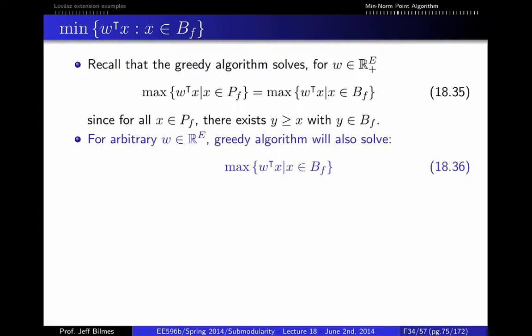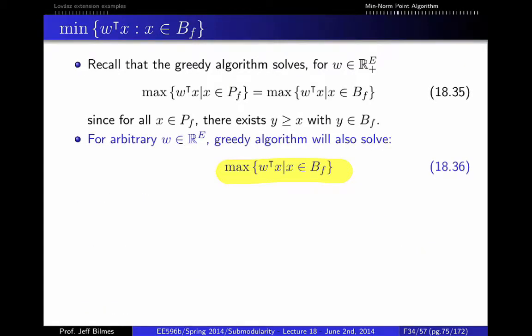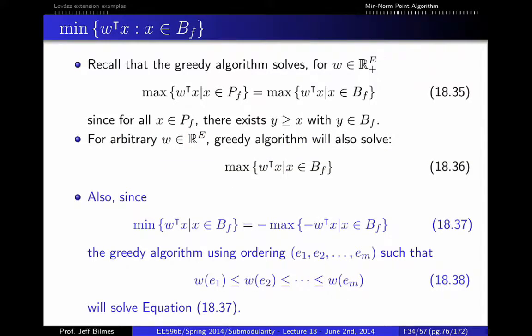The greedy algorithm, in fact, will solve this, which I've already said. But it turns out that since this will solve this for any w, the greedy algorithm will solve it for any w, positive or negative or both, right? We can essentially take the negative of w, construct the max, and then negate that, and then we get the min. So therefore, the greedy algorithm also constructs the left-hand side of 18.37.